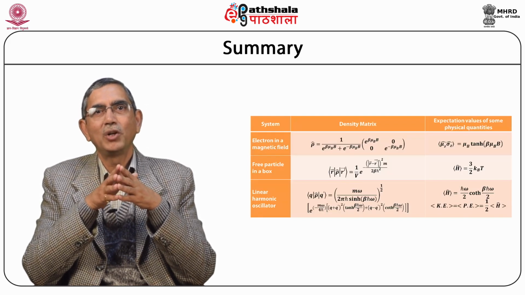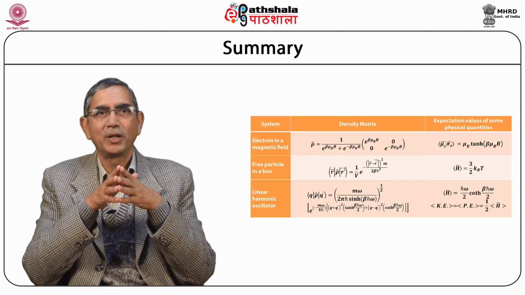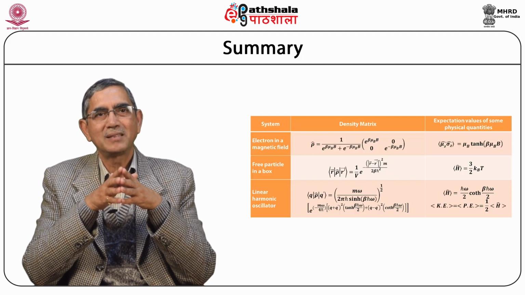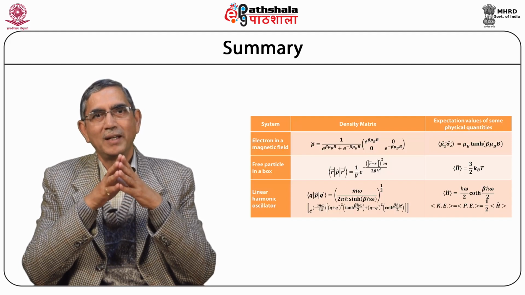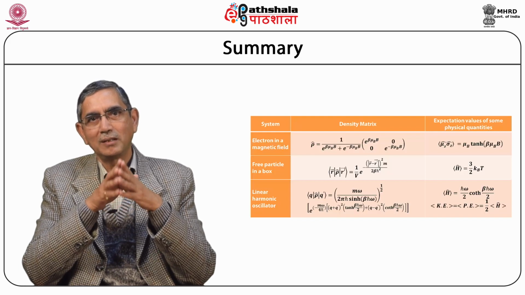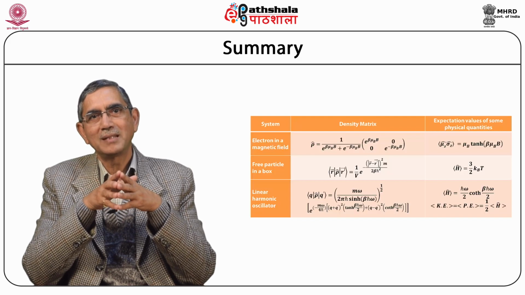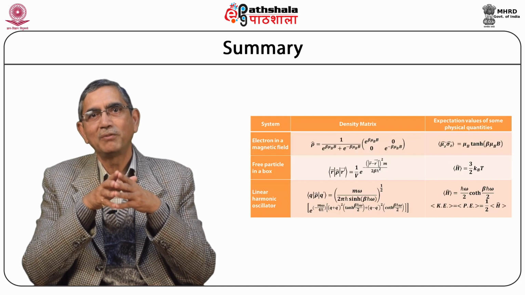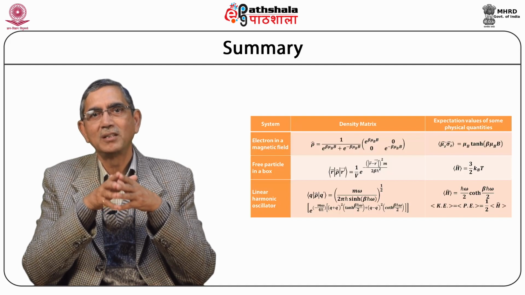You can see at a glance in the following how to calculate the density matrix for 3 prototype systems and the expectation value of some physical quantities corresponding to these systems. The first column lists the systems, which are electron in a magnetic field, free particle in a box, and linear harmonic oscillator. The second column lists the corresponding density matrix, and the last column gives the expectation value of some physical quantities of interest in these systems.